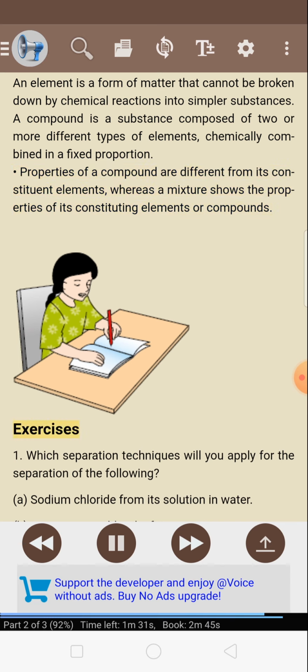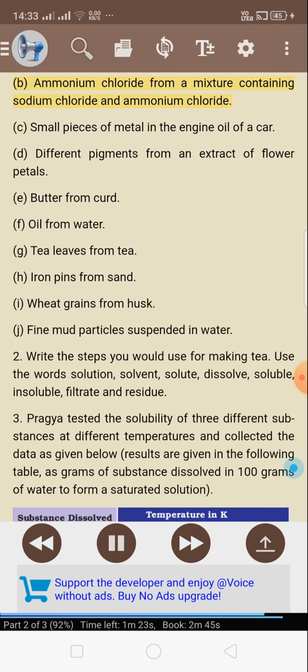Exercises. 1. Which separation techniques will you apply for the separation of the following? A. Sodium chloride from its solution in water. B. Ammonium chloride from a mixture containing sodium chloride and ammonium chloride. C. Small pieces of metal in the engine oil of a car. D. Different pigments from an extract of flower petals.